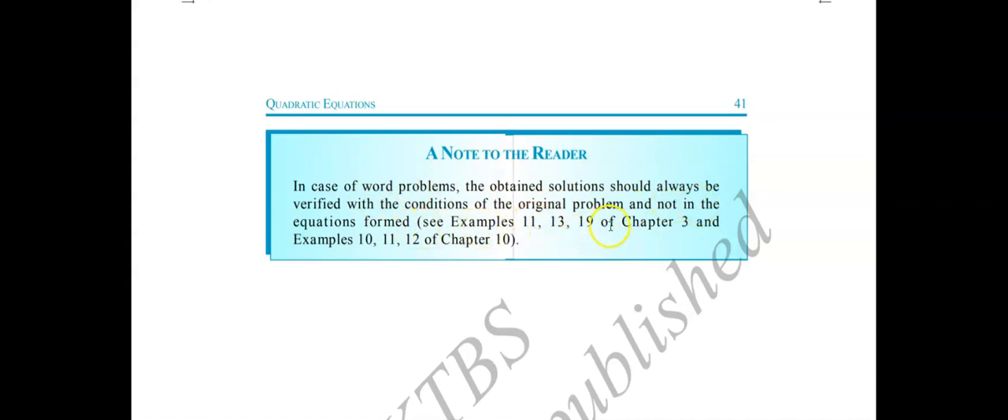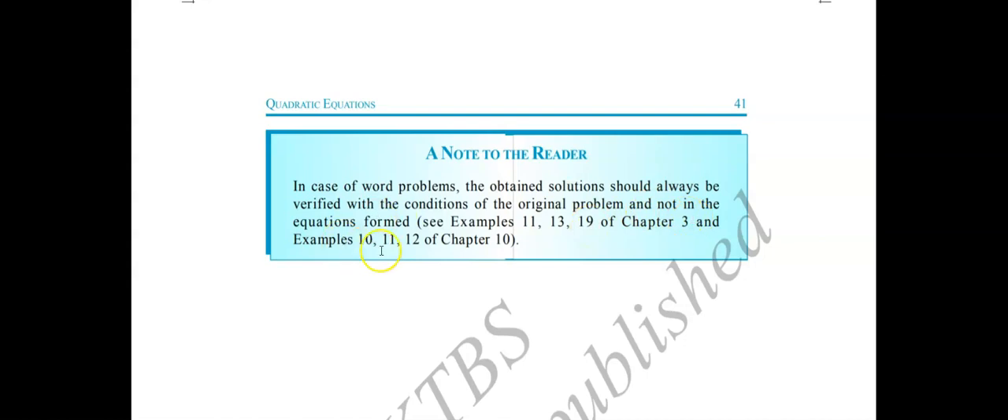Example 11, 13, 19 here of chapter number 3, you can open and see which questions they have given over there. For those questions, you have to make the equations and solve the problem they are saying. Understood? आपको chapter number 3 में example 11, 13, 19 को देखना है, उस problems को आपको equations method में solve करना है. They have given the hint here, but those problems they have not solved in this chapter, but they have given the hint over here.